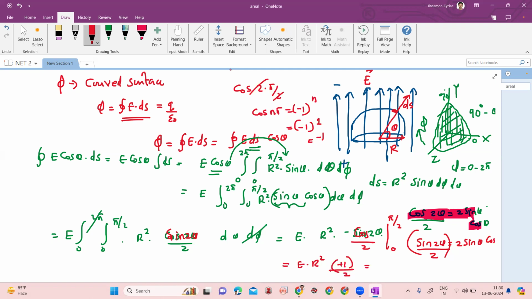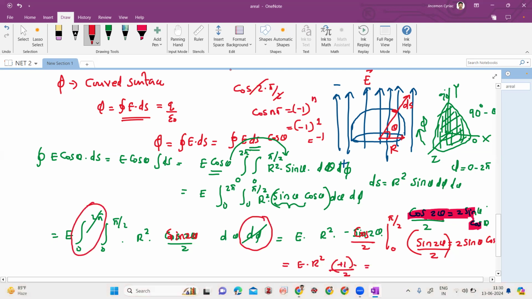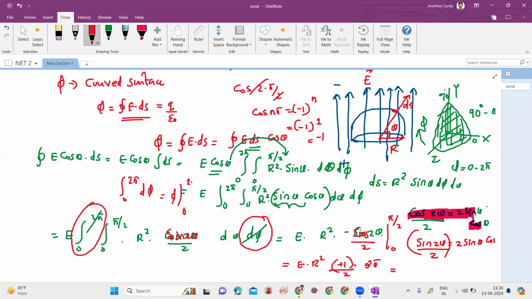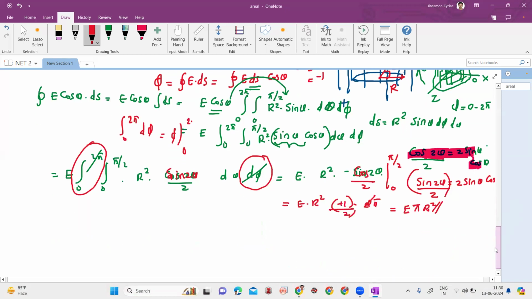Now there is no term with respect to d phi. We have done the integration up to d theta. Now we take the integral from 0 to 2 pi of d phi. So 1 into d phi, that is equal to phi from 0 to 2 pi, which is 2 pi. So the final answer is equal to E pi r square. That is the value of the electric field.